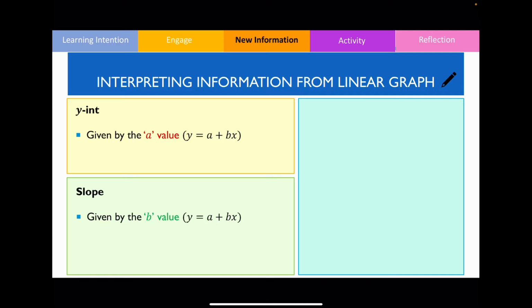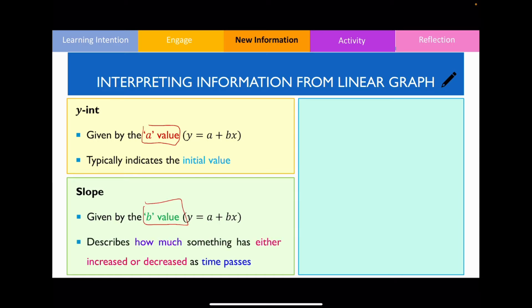So when we're given the equation, we already know that the a value is going to represent the y-intercept, so that's the number by itself, and the b value, meaning the number in front of x or the letter, is going to represent our gradient. Typically in real world scenarios, your y-intercept is going to represent your initial value, whereas the slope actually tells us how much something either increases or decreases as time passes by.